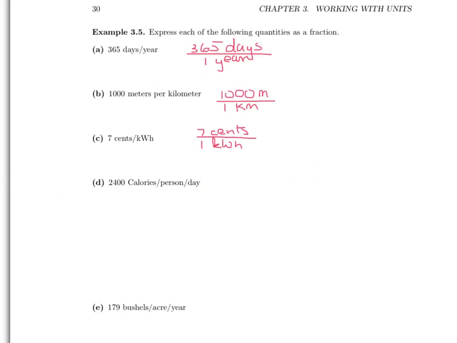So this is what it would look like. We take 2,400 calories, and I'm going to abbreviate this CAL, divided by one person.